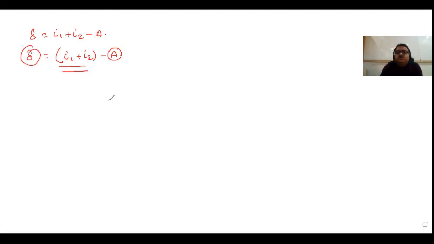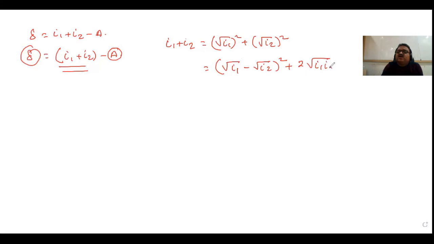So how to calculate the minimum value of I1 plus I2? Let me show you that. Can I write this I1 plus I2 in this way: root over of I1 whole square plus root over of I2 whole square. If I write it in this way, like a square plus b square, we can write it as root I1 minus root I2 whole square plus 2 root over of I1 I2. This is I1 plus I2.